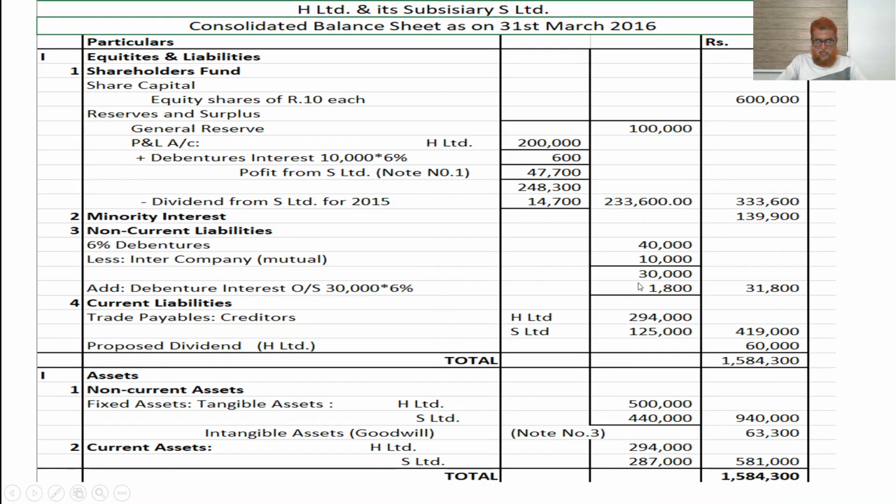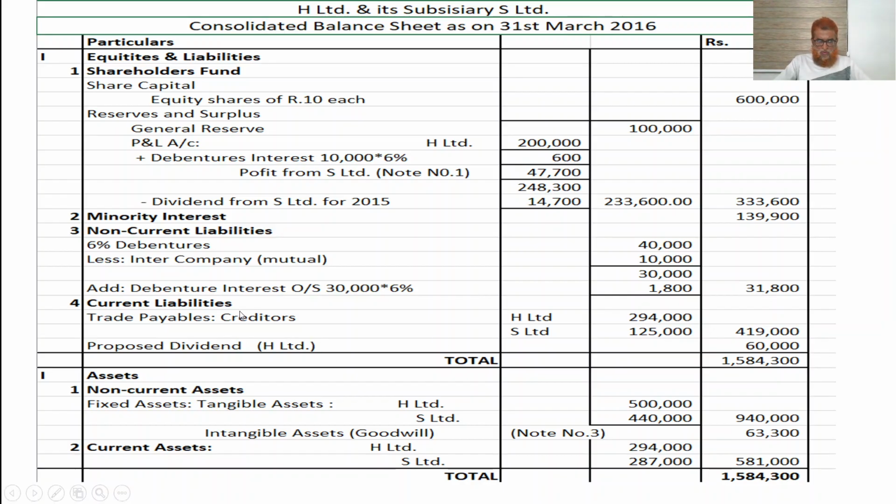So 30,000. Then majority share in the interest on debentures. That is 30,000 into 6%. Total 40,000. Out of that, 10,000 is minority share. 30,000 is majority share into 6%, 1,800. Another way, total interest is 2,400 into 1 by 4 is 600. 2,400 into 3 by 4 is 1,800. This is another way of calculation. Total debenture interest is 31,800.